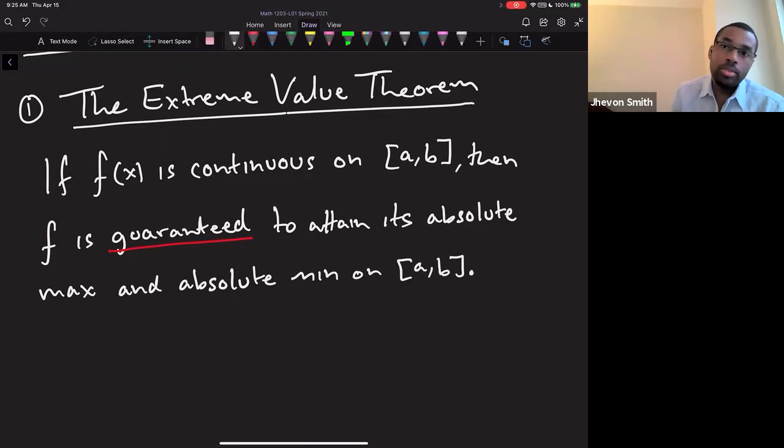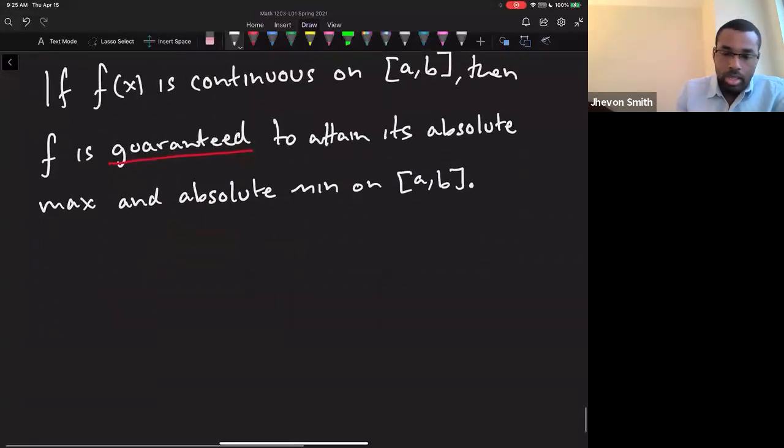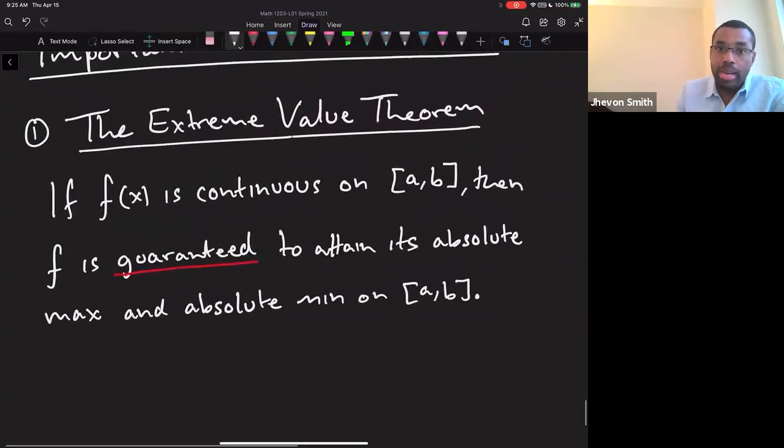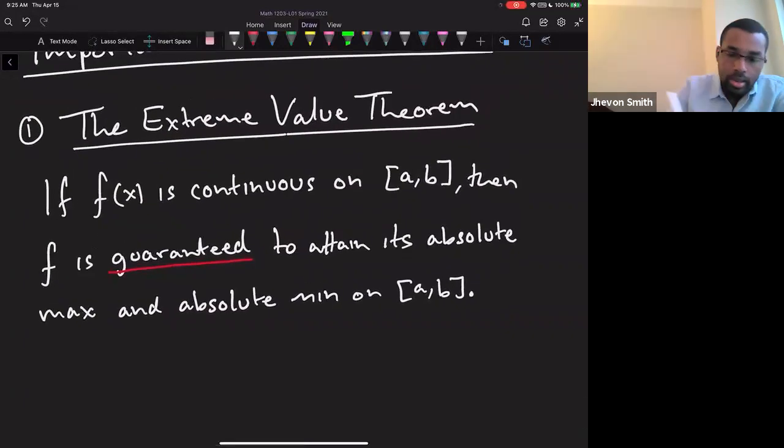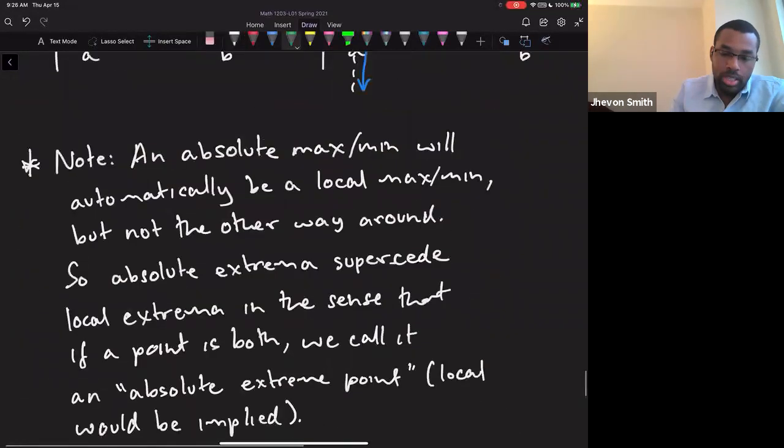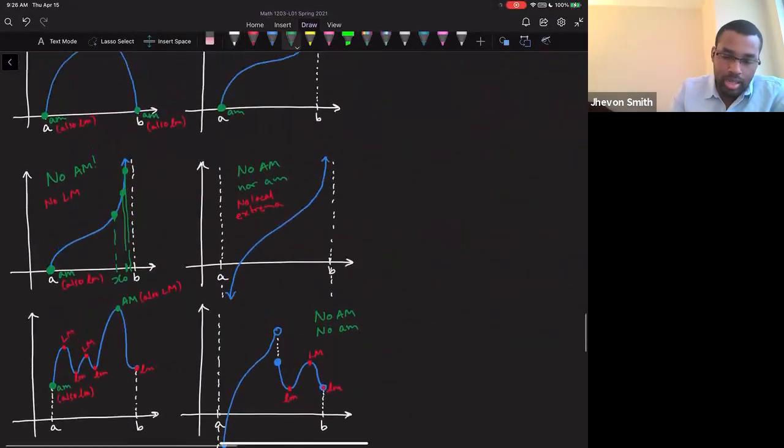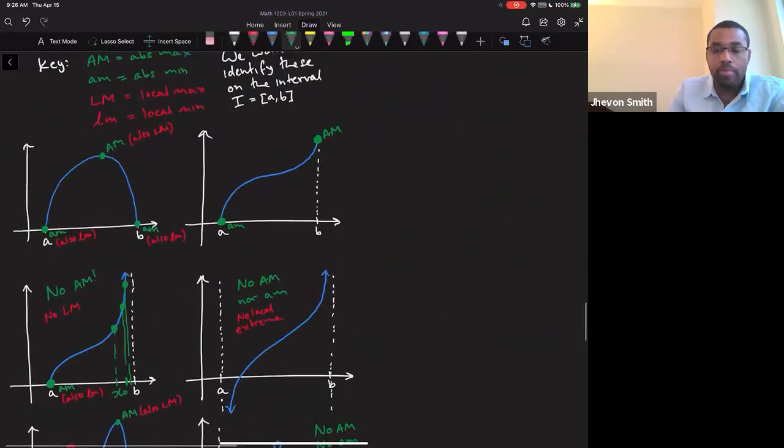Basically, a continuous function on a closed interval is guaranteed to have an absolute max and min. It's not possible for it to not have one. So the absolute max and min must exist if your function is continuous. You would notice that in the situations where we did not have absolute extrema, it was situations with discontinuity.